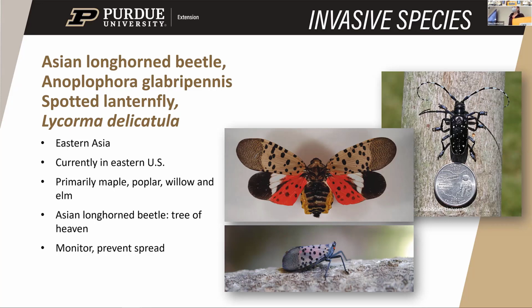I'm confused. We're looking at a couple different bugs here, right? We are, and I'm getting ready to get the second one. Oh, okay. And we were talking about the one on the upper right, correct? Yes, Asian longhorn beetle, the black one. Sorry, I forgot there were two on this one. Asian longhorn beetle, little black beetle. Next one is spotted lanternfly.